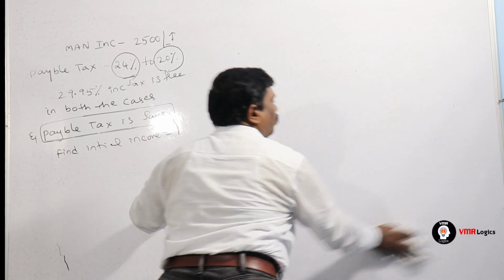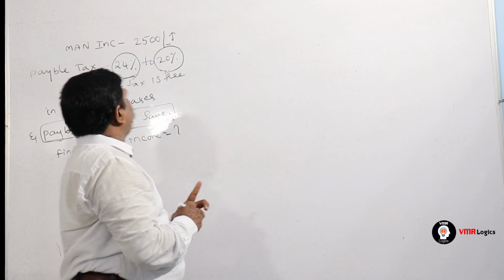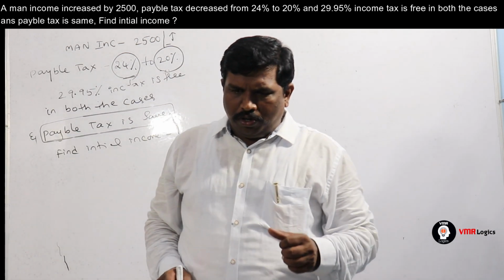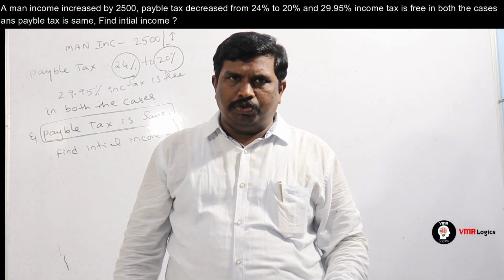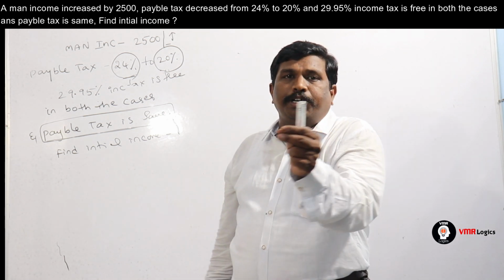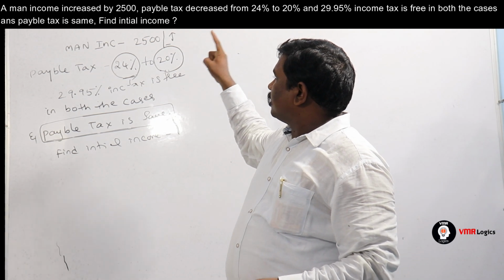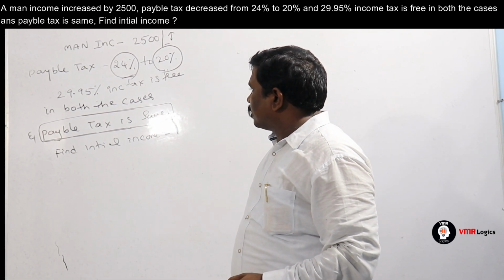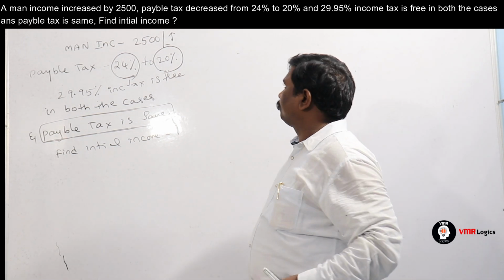So you need to search, all of you, what is constant in the question. Right? Now look, in the question, observe. Now let's see guys, first question. A man's income is increased by 2,500 rupees, whereas payable tax decreased from 24% to 20%. Then in both the cases 29.95% income tax is free, whereas payable tax is same. Find initial income.